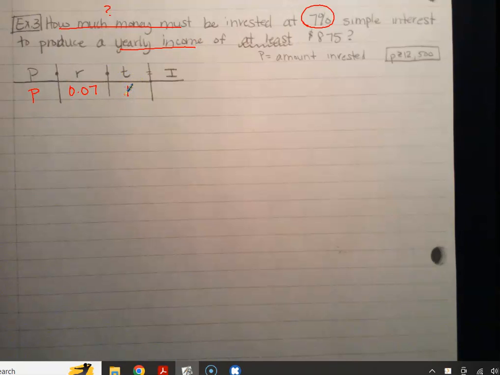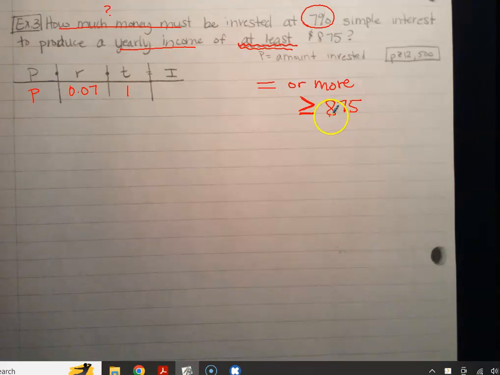Of at least. Notice this is squiggly underlined. At least is important because that's a symbol. At least means it has to be equal to that, or it has to be more, which means it has to be greater than or equal to. So at least means it's equal or more, so that's equivalent to a greater than or equal sign. So it's greater than or equal to $875.